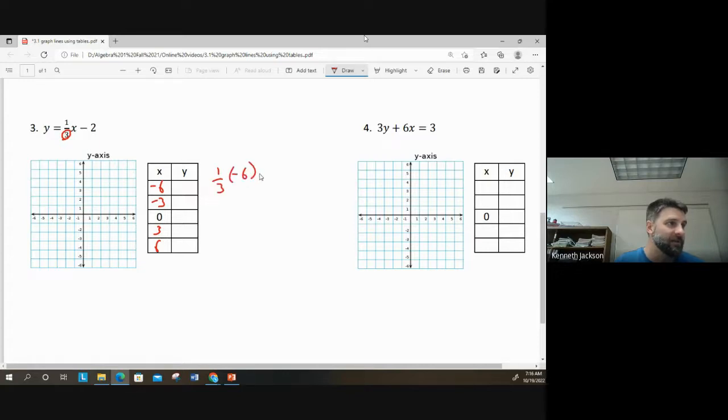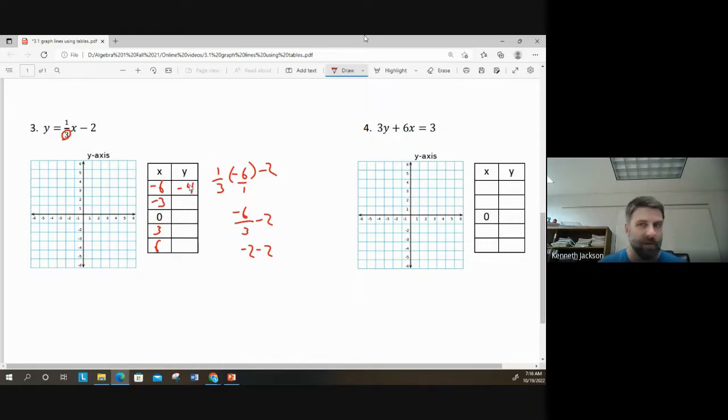1/3 times -6 minus 2. To multiply fractions, we multiply the tops. 1 times -6 is -6. Multiply the bottoms. 3 times 1 is 3, minus 2. -6 divided by 3 is -2. -2 minus 2 is -4. So you can see the fraction went away.